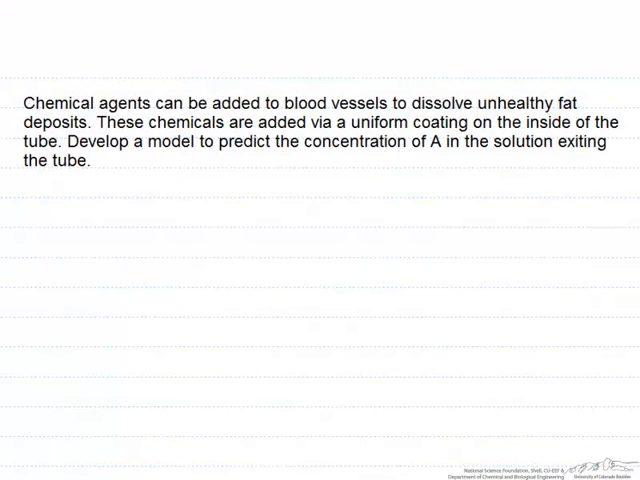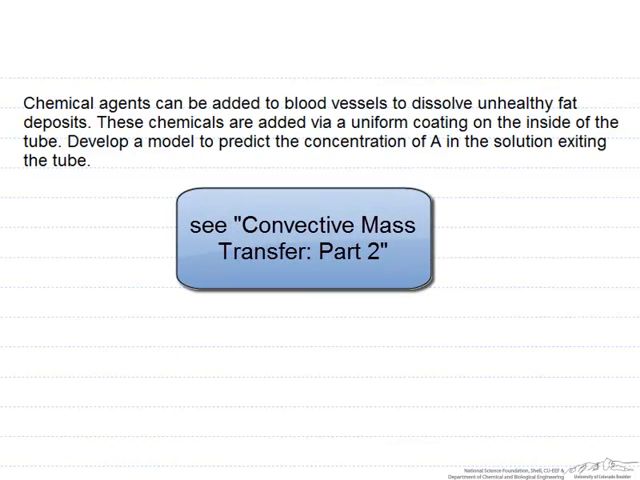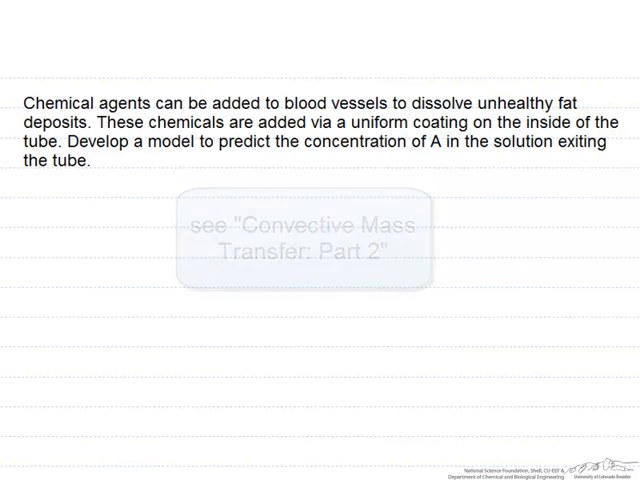In this screencast, I'll show you how to model a particular system and then, using appropriate boundary conditions, derive an equation to predict the concentration. What we have are chemical agents that are added to blood vessels via a uniform coating on the inside of the tube. In this one, we'll derive the equation for the concentration exiting the blood vessel. And in the second screencast, we'll use that equation and properties given to us to solve for the final concentration.